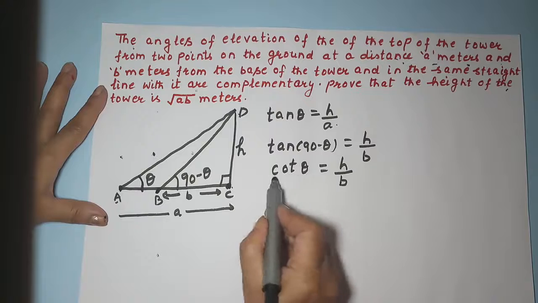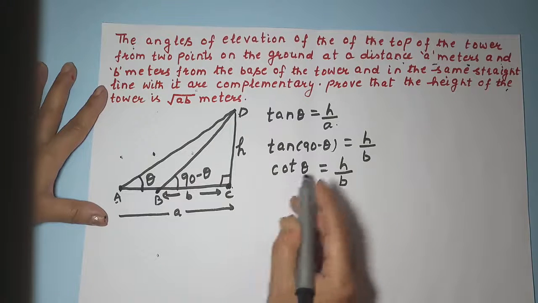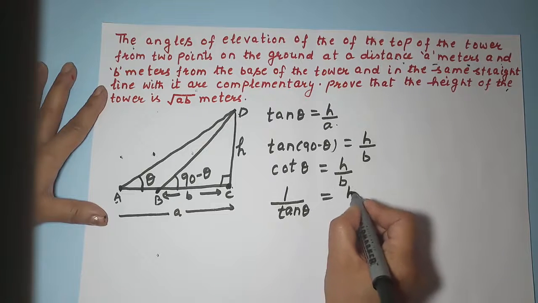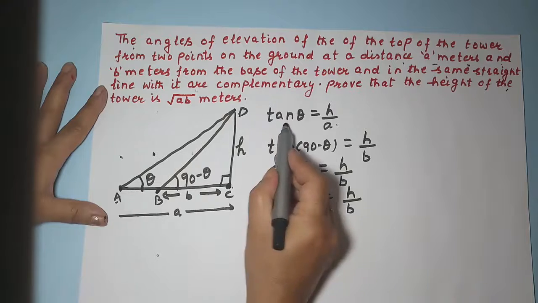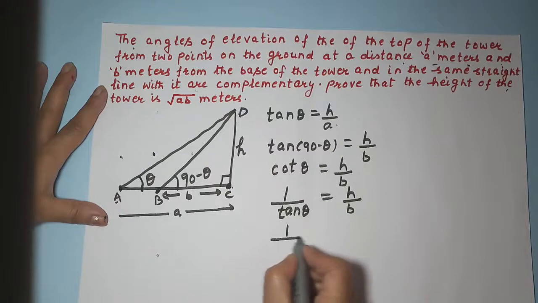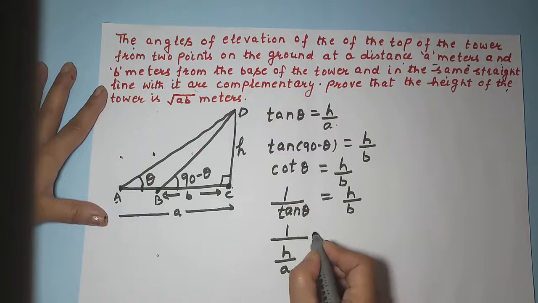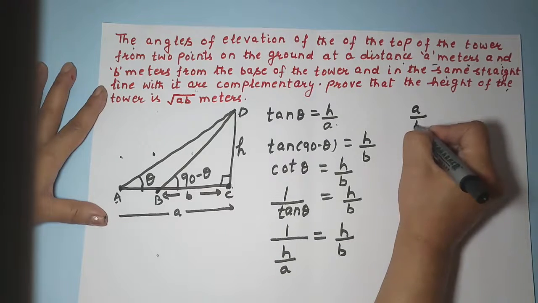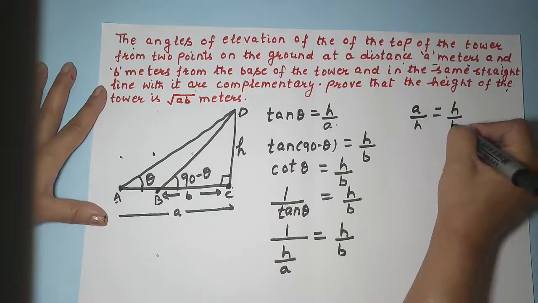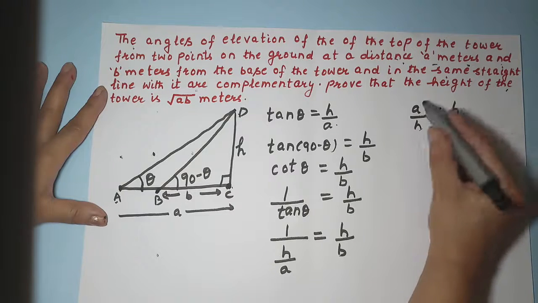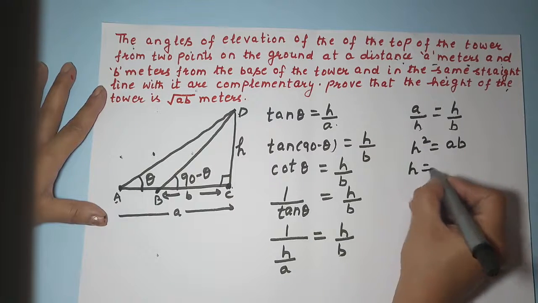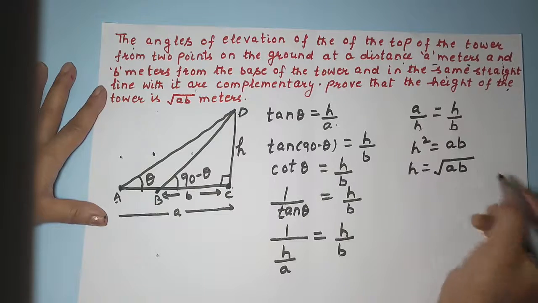Now if I replace this cot theta by tan theta, how do I write this? 1 upon tan theta, because cot and tan are reciprocals of each other. Now I know the value of tan theta as h by a, so I will substitute here: 1 upon h by a is equal to h by b. So what will happen? This a will go here and h will be in the denominator, equal to h upon b. Now if I cross multiply, what will I get? h square equal to ab. So what will be my height? Under root of ab.